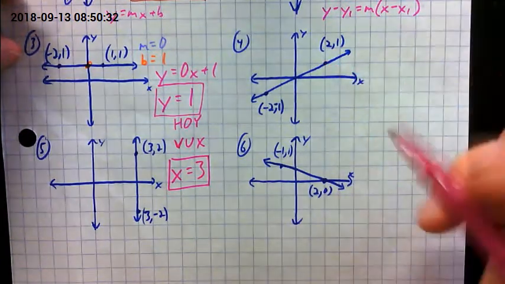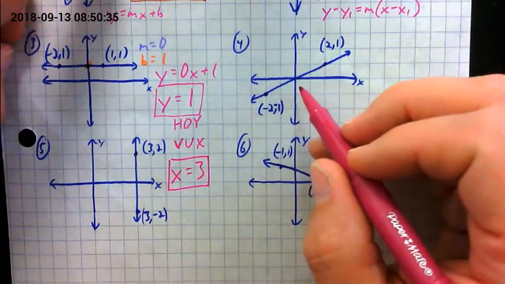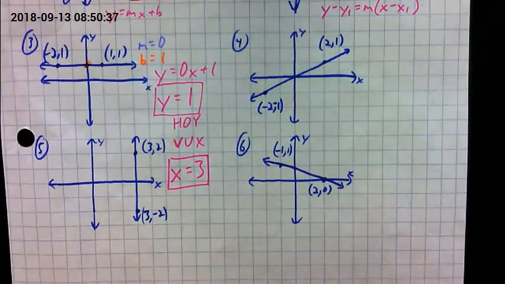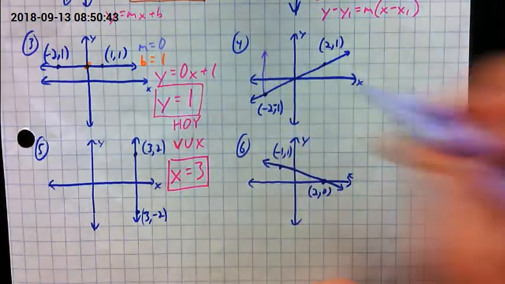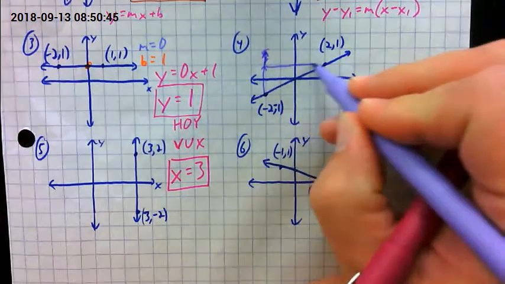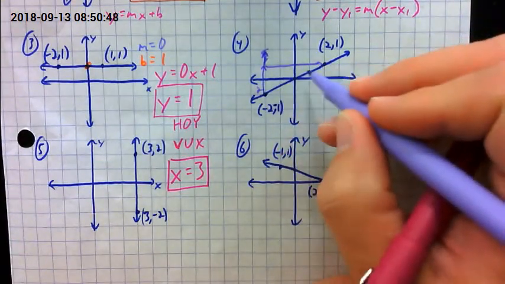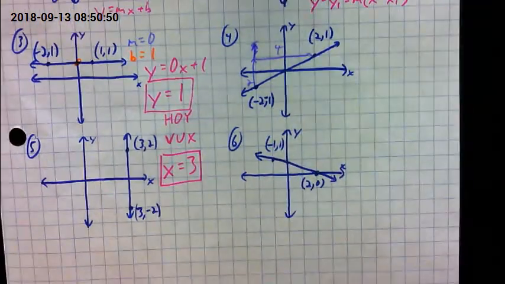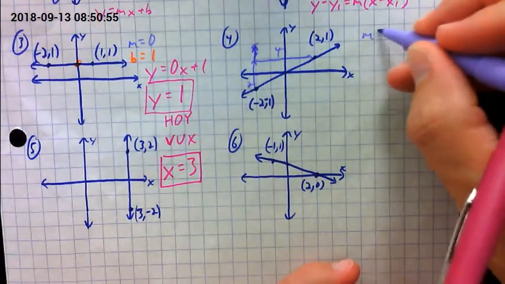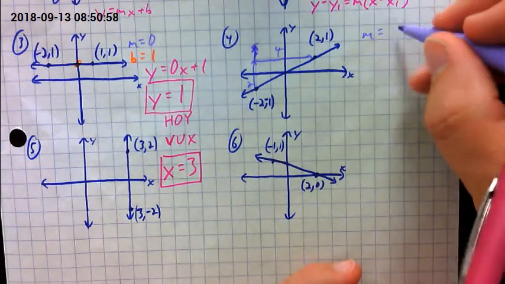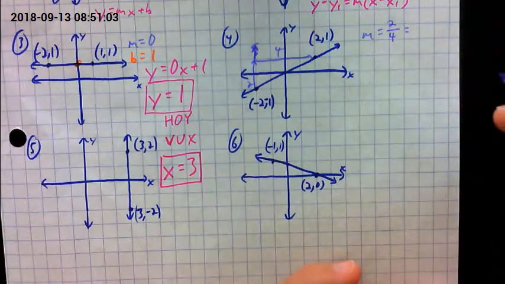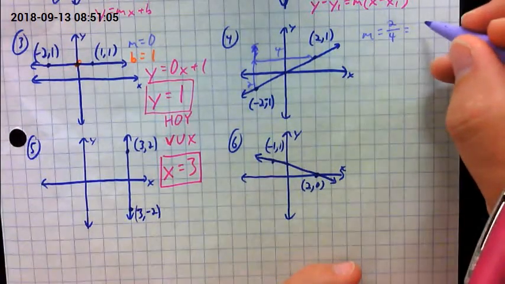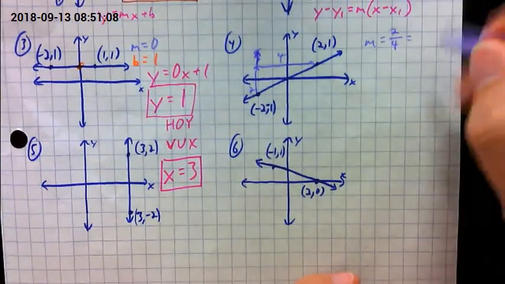Number 4. Alright, so again, writing this in slope-intercept form, that would be the easiest thing to do. So our slope, going from here up, and then over. We're going up 2, over 1, 2, 3, 4. So our slope is going to be up 2 over 4. We could also reduce that to be what? 2 over 4 reduces to 1/2.